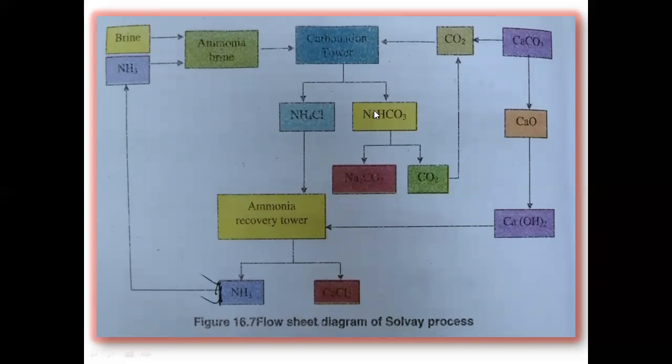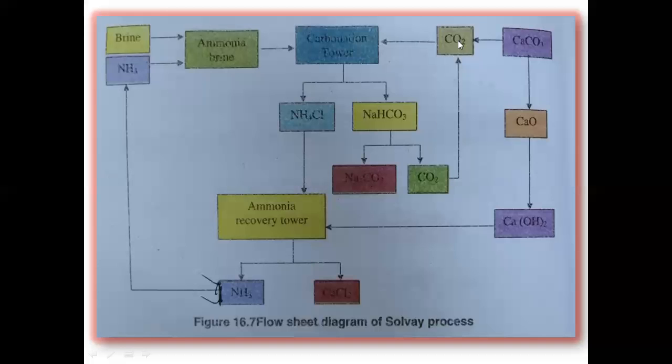This ammonium chloride is utilized in ammonia recovery, while sodium hydrogen carbonate, I told you, precipitates out at low temperature. Then after filtration, we can separate out the ammonium chloride and sodium bicarbonate. The sodium bicarbonate after heating will give us sodium carbonate and carbon dioxide gas. Sodium carbonate is called soda ash, which is our required product, while carbon dioxide is reutilized in the carbonating tower.